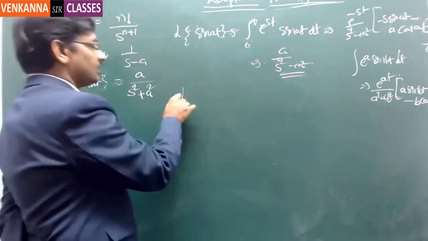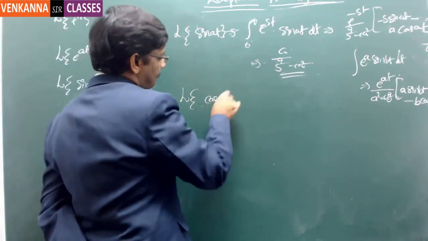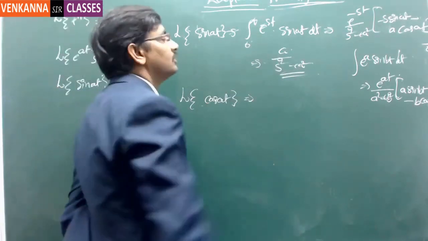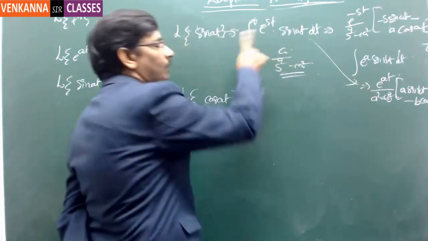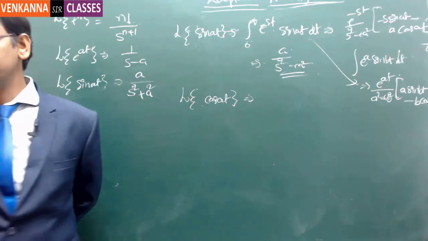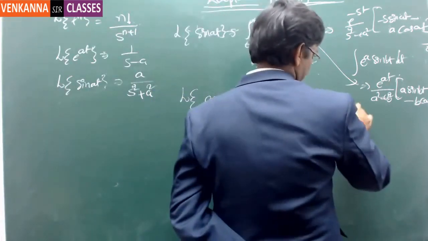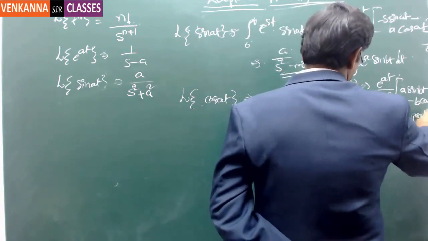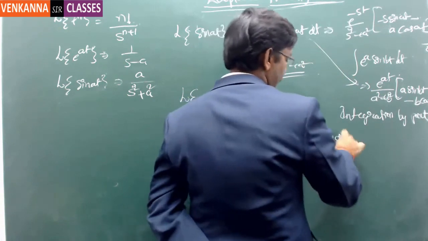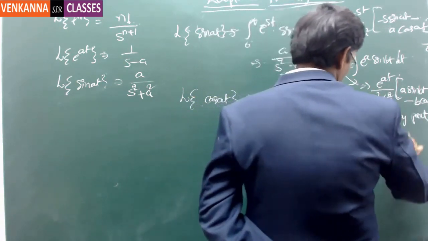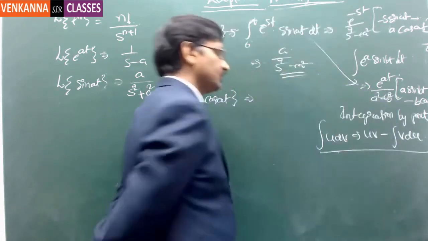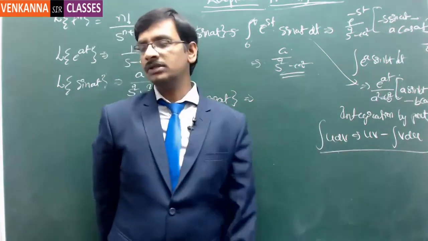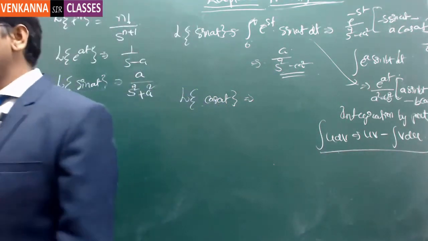Similarly, the Laplace transform of cos at, in exactly the similar manner, you need to find out. And then this integral value, if you don't remember this formula, apply integration by parts. Integration by parts is integral u dv is equal to uv minus integral v du. This is the formula that you have to use in Laplace transforms. So this is always required. This is the only formula that we are going to use in the entire Laplace transforms topic. Got it? To find out the Laplace transform.